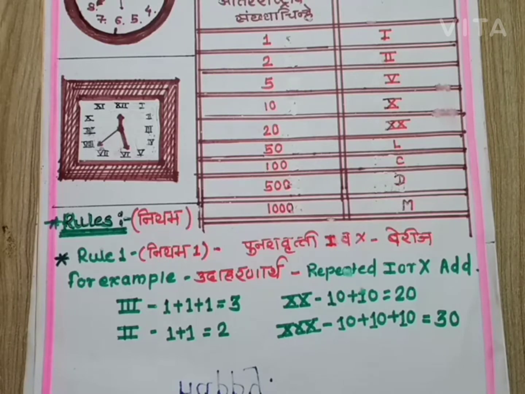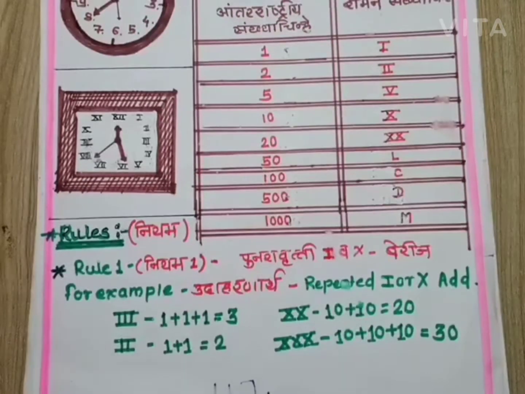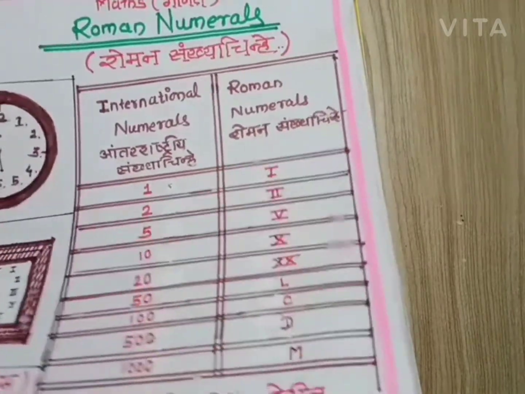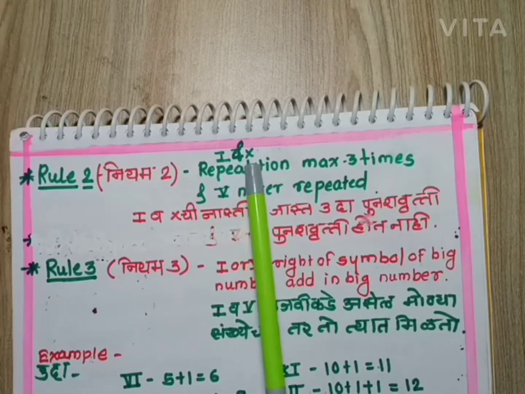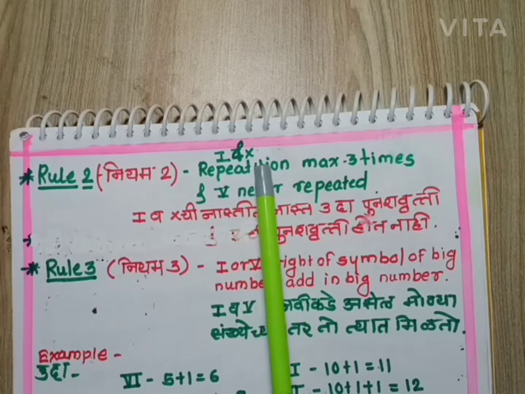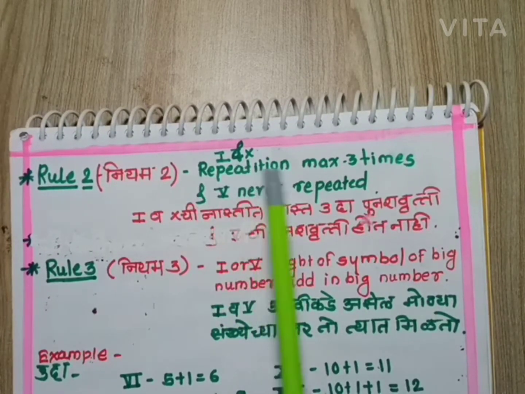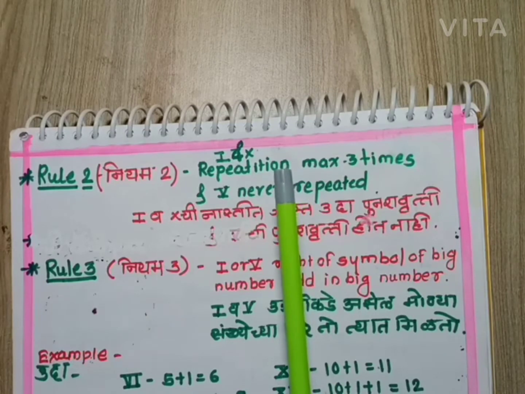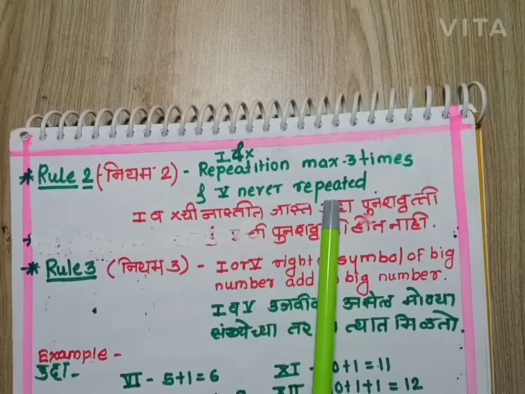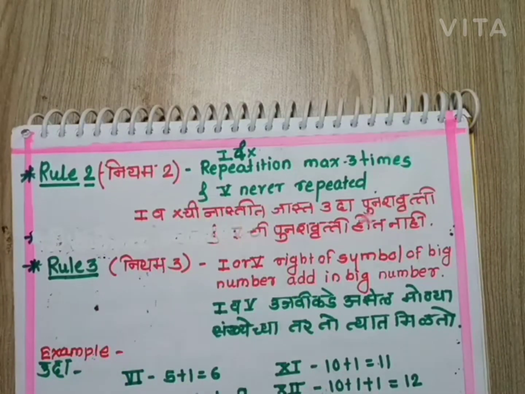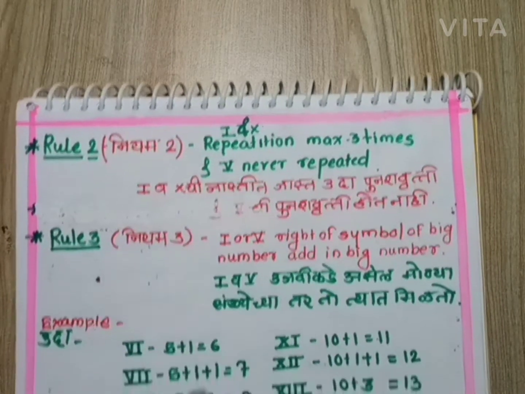Now we discuss the second rule. The second rule says that I or X can be repeated a maximum of 3 times, not more than 3. The repetition of more than that is never allowed here. Did you get it?